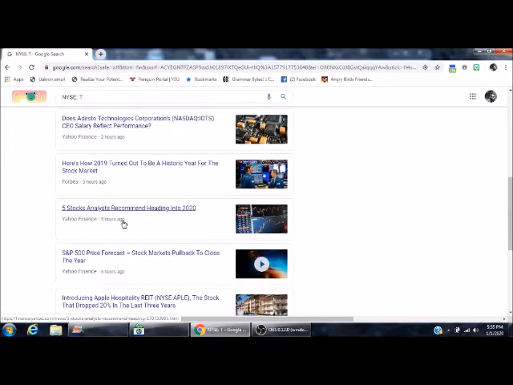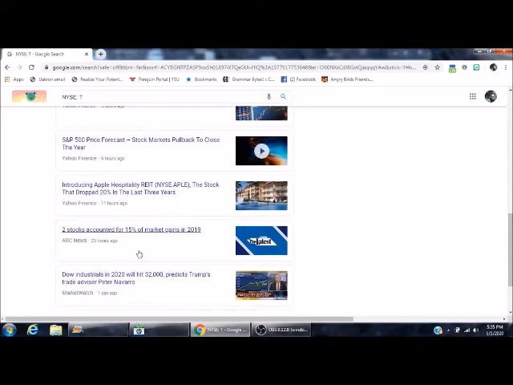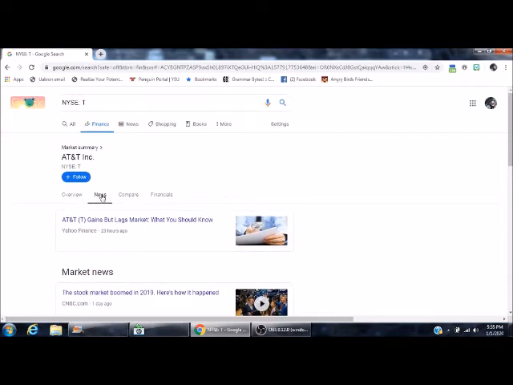5 stocks analysts recommend heading into 2020. Presumably, AT&T is mentioned there. 2 stocks accounted for 15% of market gains in 2019. Maybe AT&T is mentioned there as well. So by clicking on the news button, I get several articles instantly that I can read and take notes on from conducting research into the company.